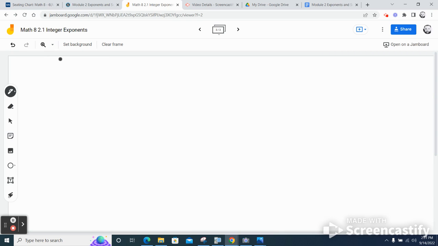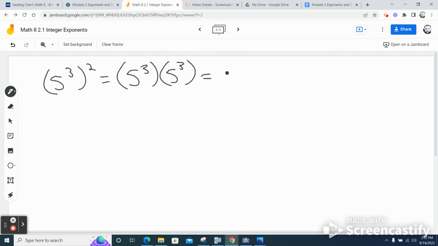If I say 5 raised to the third power squared, isn't that the same as 5, everything in the parentheses, times itself 2 times? Yeah? Isn't that the same as 5 times 5 times 5 times 5 times 5 times 5? How many 5s do I have? 5 to the 6, right? If you count those 5s, I have 6 5s up there. So what's the rule?